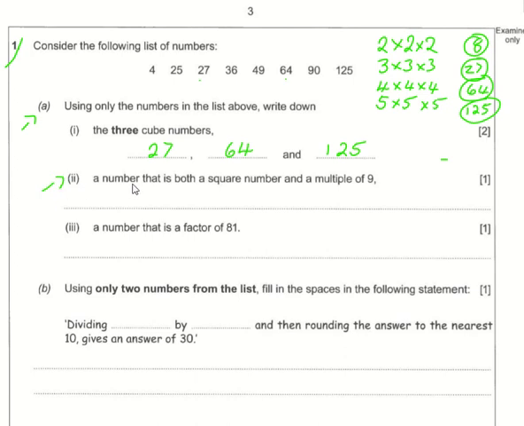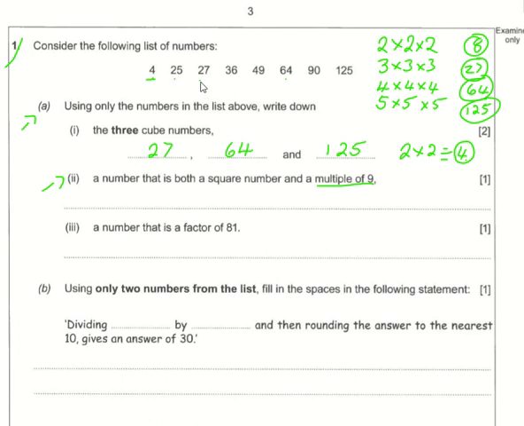Question 2. Find a number that's both a square number and a multiple of 9. A square number is the result when you take a number and multiply by itself. So for example, 2 times 2 is 4. 4 is the square number. It also appears in my list, but in our question the number also has to be a multiple of 9, which means the number has to appear in the 9 times tables. Number 4 doesn't. Let's look at my list here. 4's a square number, but it doesn't appear in the 9 times tables.